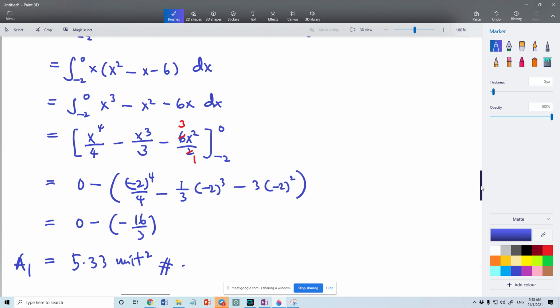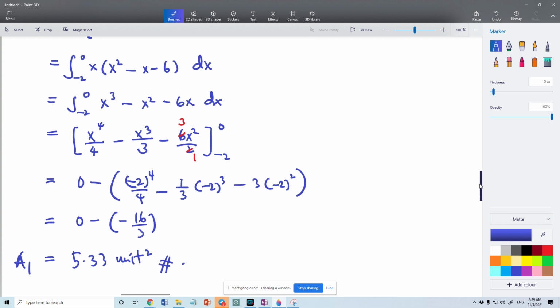Okay, go for area 2. Area 2, you can do faster because you already have the function. Only the limit, you change. Okay, you'll change only the limit. Actually, you can do faster. Don't worry, we can do it faster.